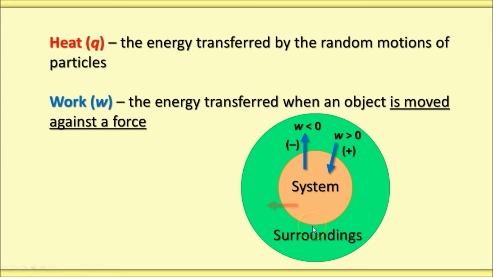Heat works the same way. If heat leaves the system, so if the system cools down and the surroundings heat up, then we say that Q is less than zero, or the heat is negative. If heat enters the system and the surroundings cool down and the system heats up, then Q is greater than zero and the heat is positive. Therefore, system cooling is negative heat, system heating is positive heat.